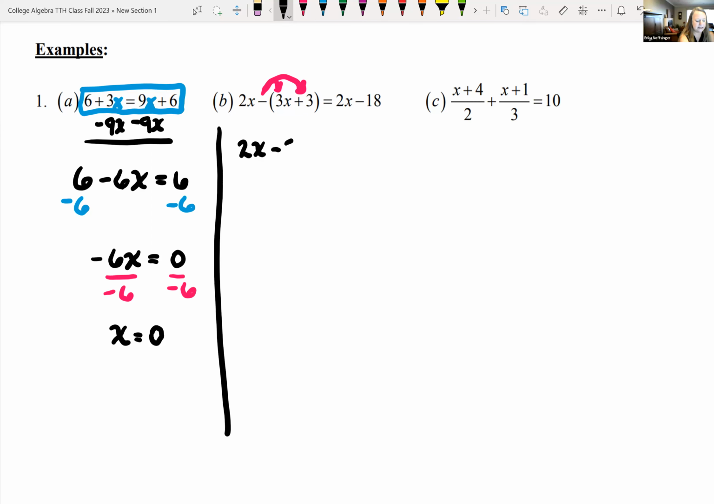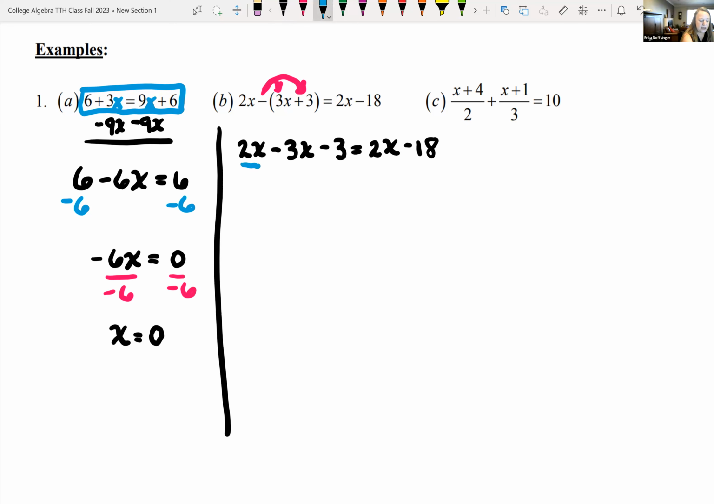And then distributing my negative 1 times 3x, that gives me negative 3x. Negative 1 times positive 3 is negative 3. It is equal to 2x minus 18. So now that I've distributed, I notice that I have like terms on the left-hand side of my equal sign so that I can combine them.